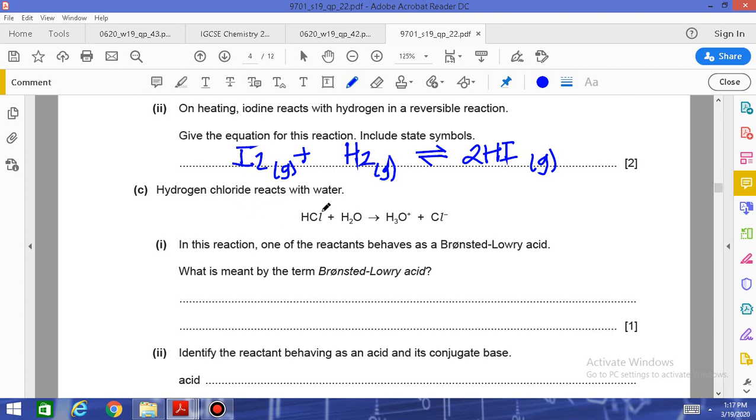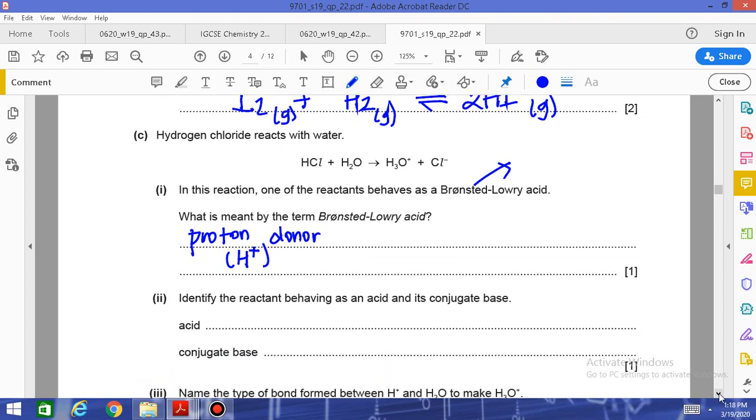Hydrogen chloride reacts with water. In this reaction, one of the reactants behaves as a Bronsted-Lowry acid. What is a Bronsted-Lowry acid? Proton donor. In this case, the proton is hydrogen ion or H plus. How about a Bronsted-Lowry base? A Bronsted-Lowry base is a proton acceptor and the proton is H plus or hydrogen ion.